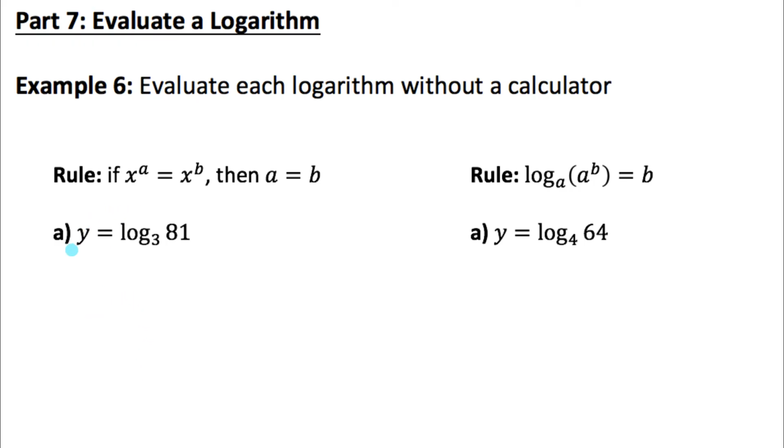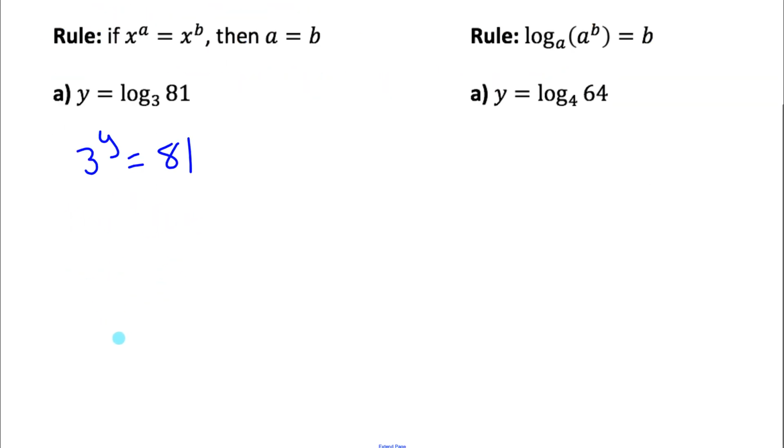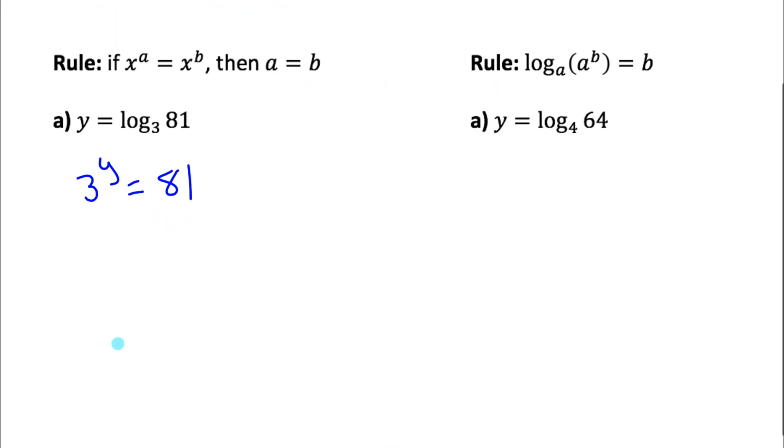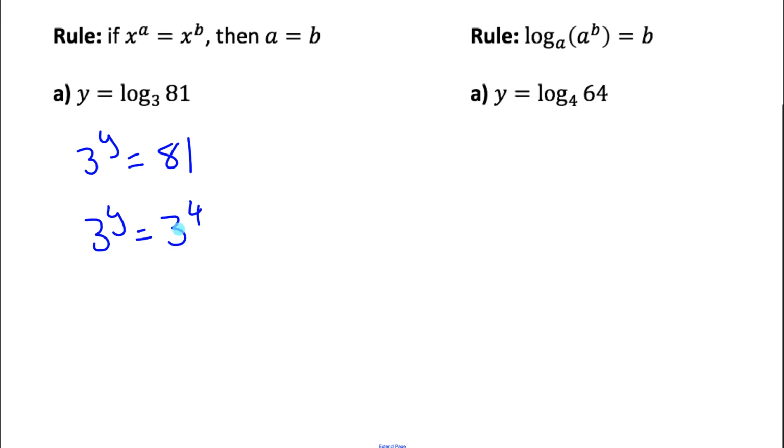Well, if I transition this logarithmic equation into an exponential equation, I would rewrite it as 3 to the power of y equals 81. So I'm really looking for, well, what exponent goes on 3 to get 81? That's what this means. So if I could rewrite 81 as a base 3 power, and I know 3 to the 4 is 81, I can now prove to you that y must be 4.